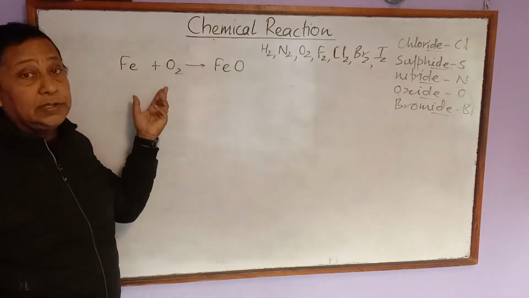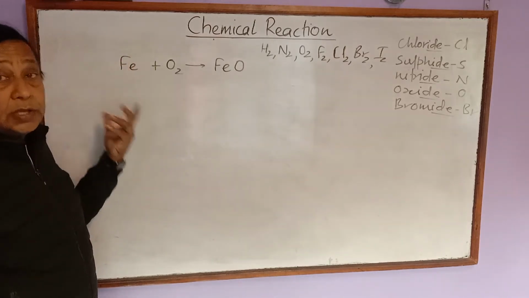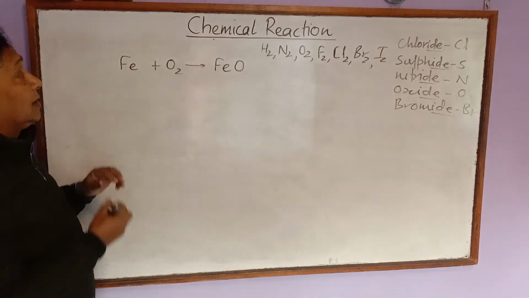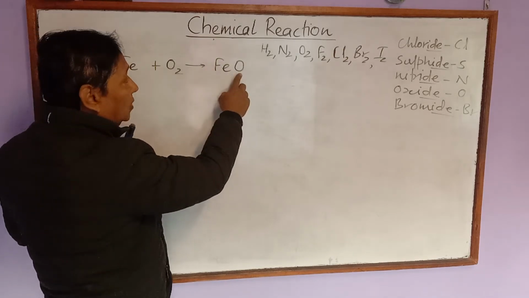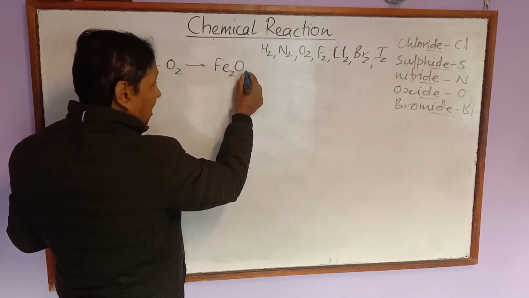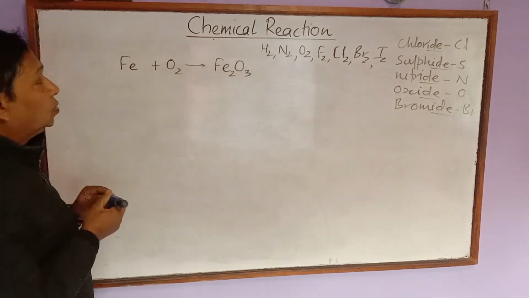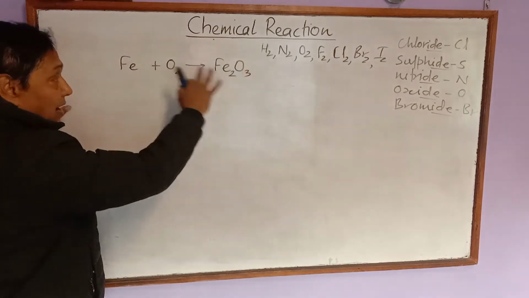Iron has two different valencies, 2 or 3. Now ic means 3, ous means 2. Ferric oxide means what? At this time, valency of iron will be 3 and oxygen is 2. And the 2 of oxygen is given to iron and the 3 of iron is given to oxygen. This way, we will write the correct molecular formula in this combination reaction.